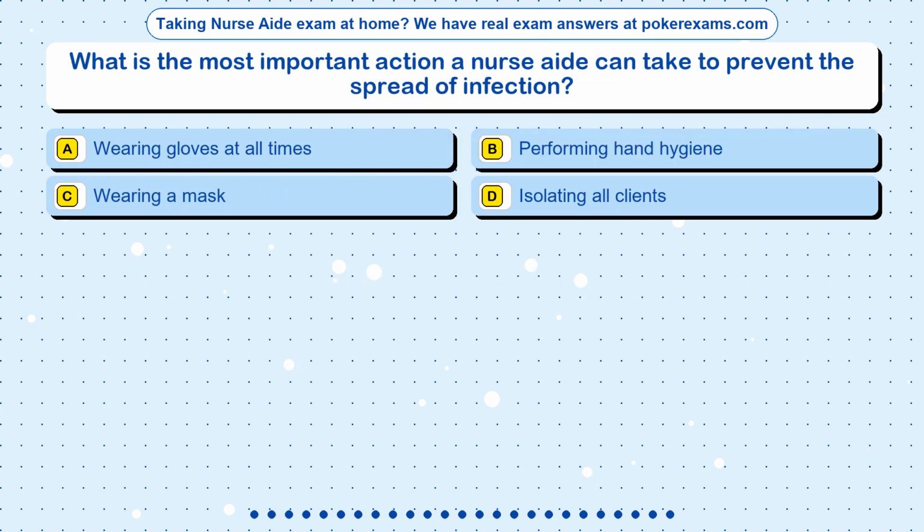Question 3. What is the most important action a nurse aide can take to prevent the spread of infection? Option A. Wearing gloves at all times. Option B. Performing hand hygiene. Option C. Wearing a mask. Option D. Isolating all clients.